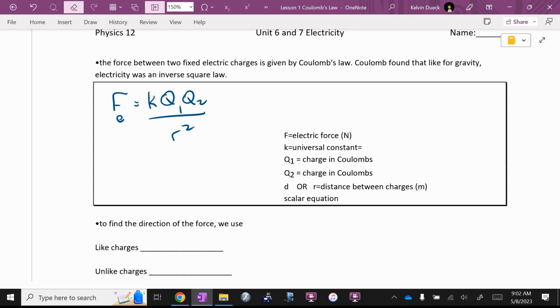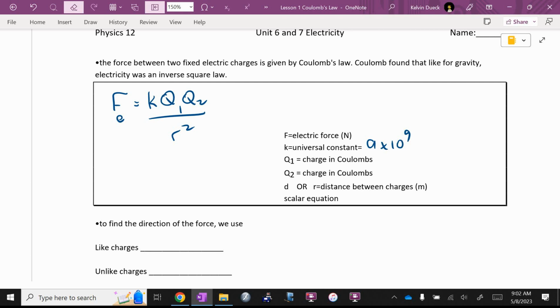It's 9 times 10 to the ninth, which is much nicer than 6.67 times 10 to the negative 11 to type on your calculator, because you'll find, in scientific notation, 9, you just boom, boom, and it's really, really quick to type. 9 times 10 to the ninth.